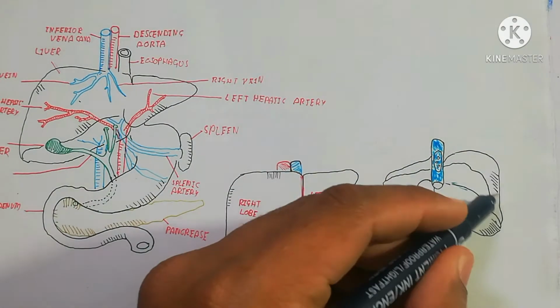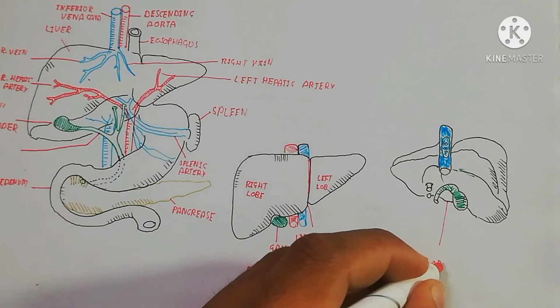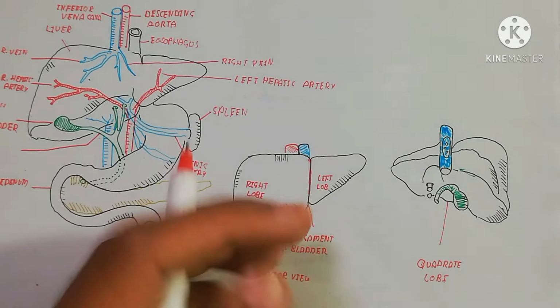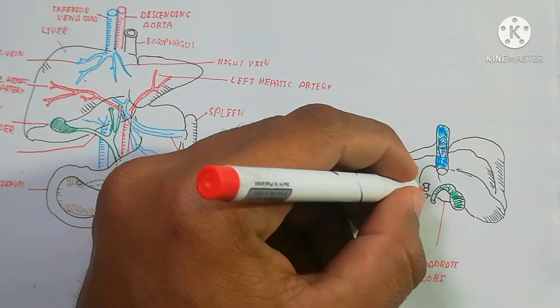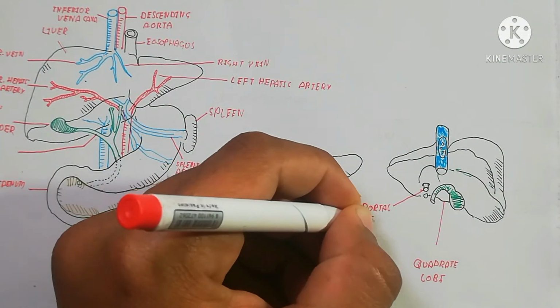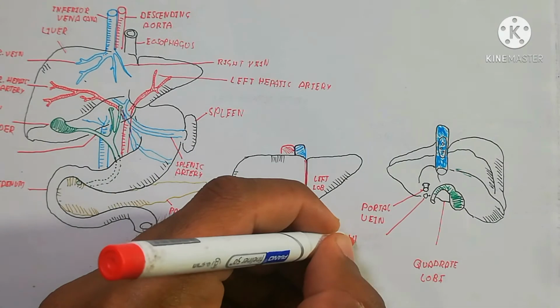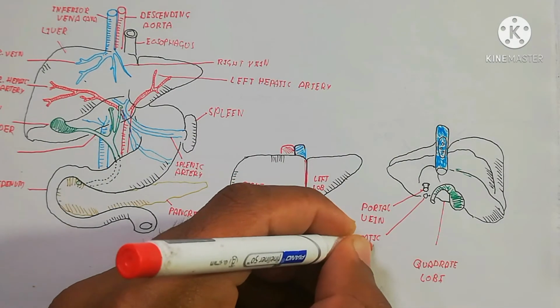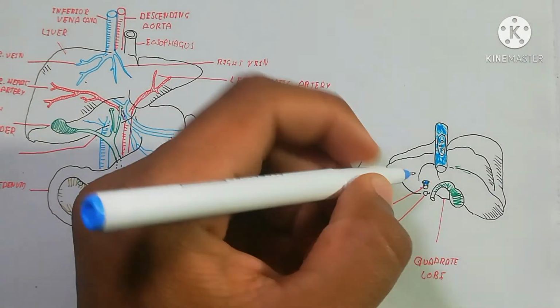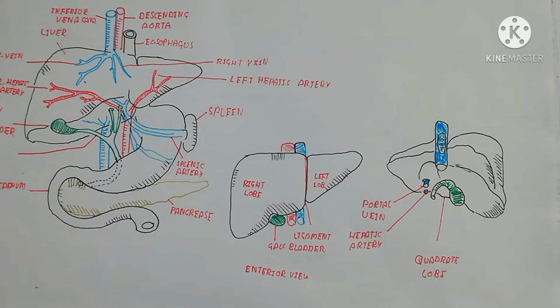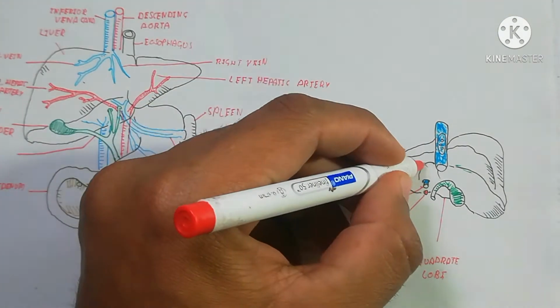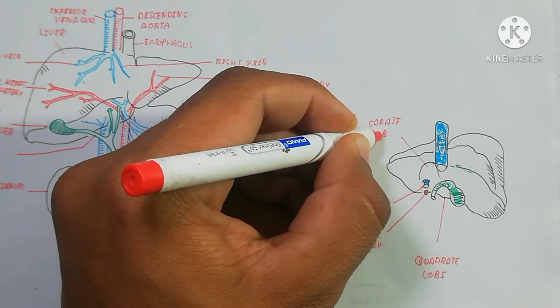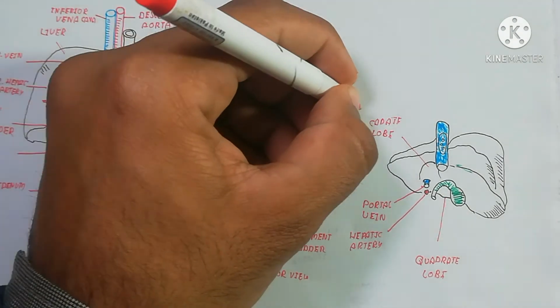So here is the posterior view of the liver, which shows more characteristics as compared to the front of the liver. Here is the inferior vena cava, which goes into the hepatic vein, and this hepatic vein goes into here.